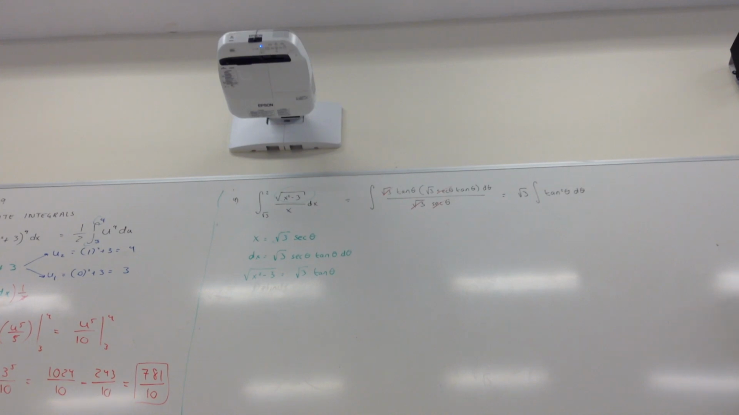Same situation, you have two options. You can do the long process, which is solve with the theta, and then go back to x, the triangle, to get the functions, and then solve it with the values. Or we can change the limits.